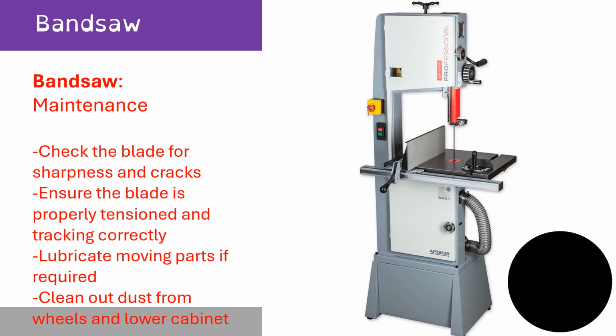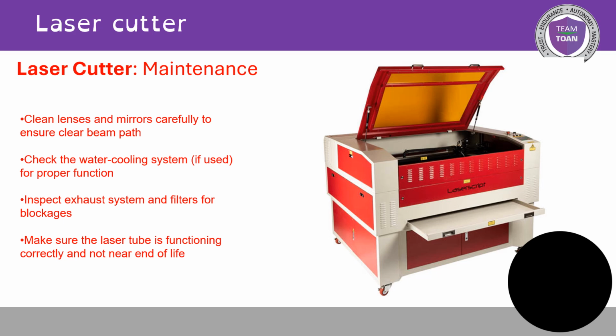Maintenance for a bandsaw, check the blade for sharpness and cracks, ensure the blade is properly tensioned and tracking correctly, lubricate moving parts if required, and again, clean out dust from wheels and lower cabinet. Some extras from this is checking that the emergency stop button works, making sure that the cables are not broken, making sure that the extractor works. There's loads.